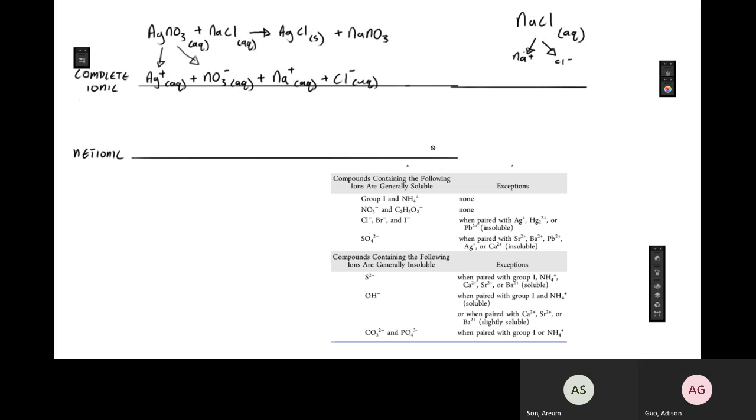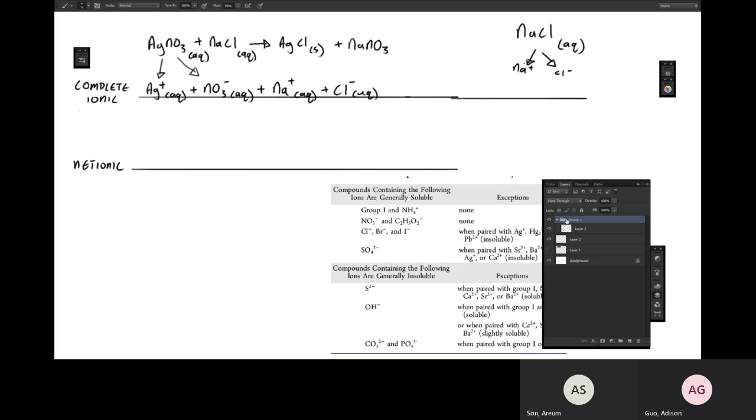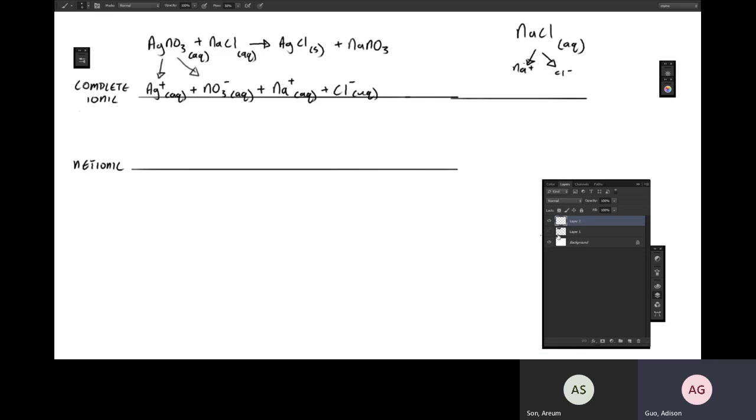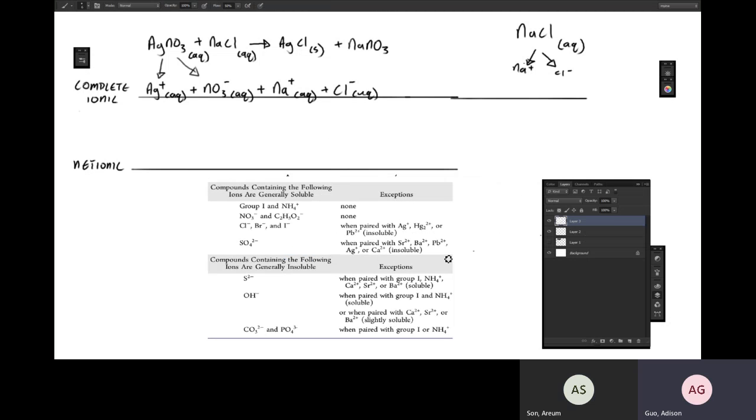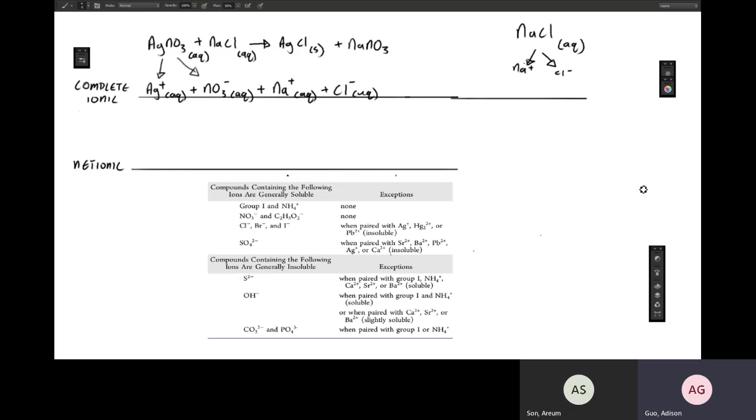Okay. So looking at this chart, sorry, let me just delete this. You just have to follow this to know what is soluble and what isn't. So starting over here, AgNO3. If we look, nitrates are always soluble. Basically, if it has nitrate in it, it's going to be soluble because these compounds are soluble and the exceptions are none. So that's why we know this is soluble. So I'll just say it's soluble.